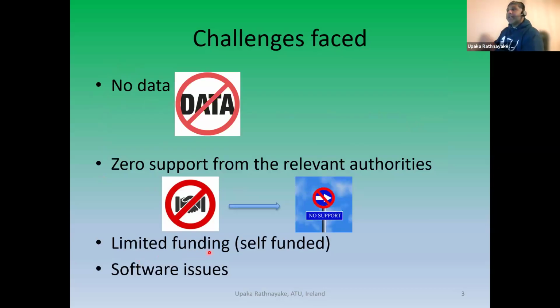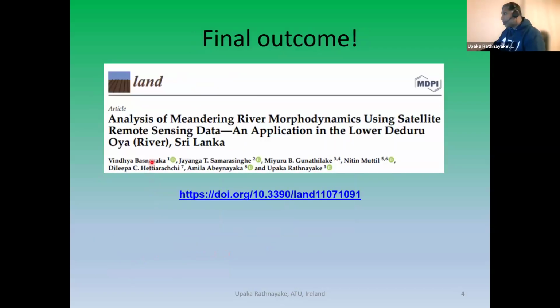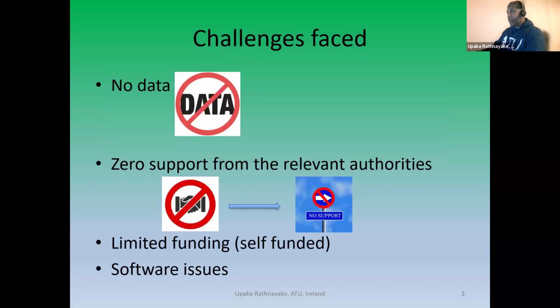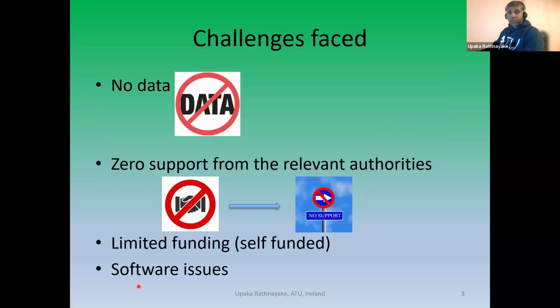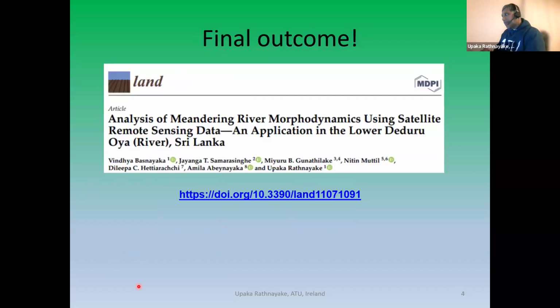Then we had limited funding, as I said. I had a very good bunch of children, Vindhya, Jayanga, and Miru. They were happy to work voluntarily on this particular project, so that was sorted. Again, we used the freely available satellite data, so that was sorted as well. Then there were software issues. Rather than going for ArcGIS, we used QGIS, which is the freely available version with some limitations. That's all right, and we were able to analyze this.